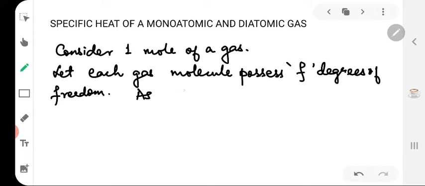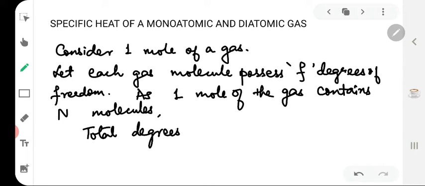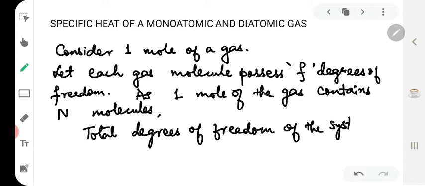Now, as 1 mole of the gas contains N molecules, total degrees of freedom of the system should be equal to how much? N F.